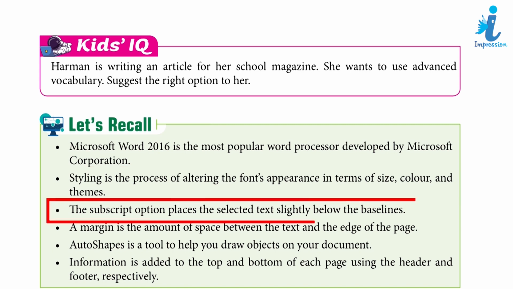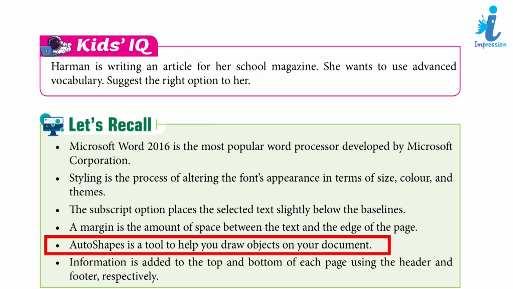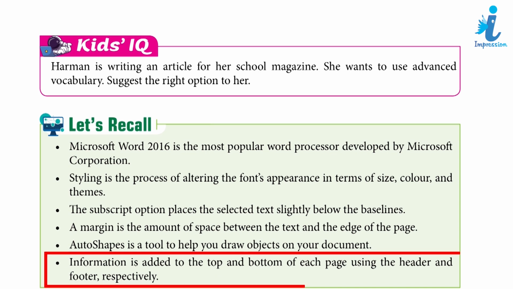The subscript option places the selected text slightly below the base lines. A margin is the amount of space between the text and the edge of the page. Autoshape is a tool to help you draw objects on your document. Information is added to the top and bottom of each page using the header and footer respectively.